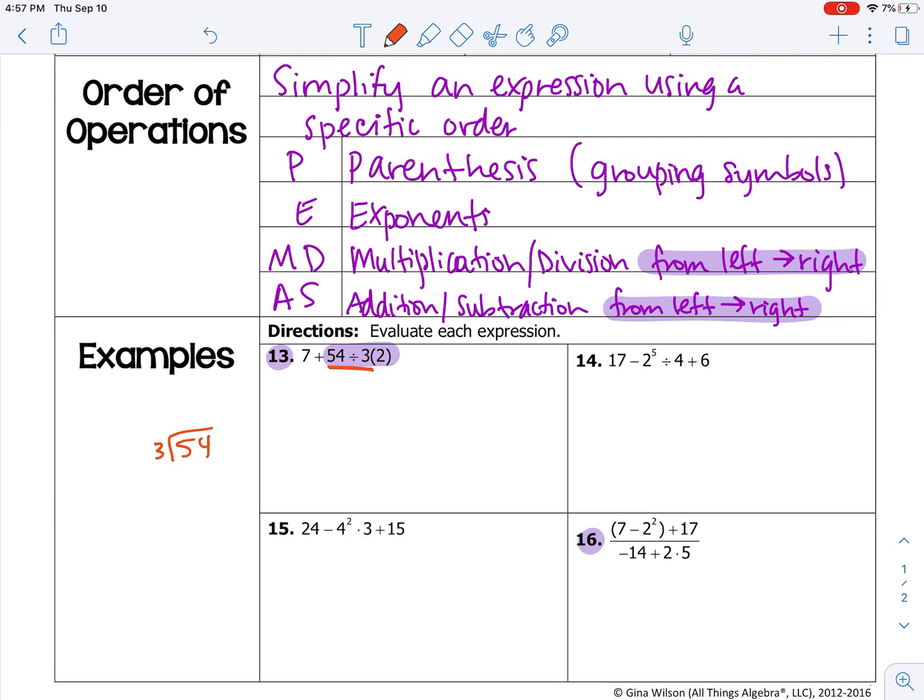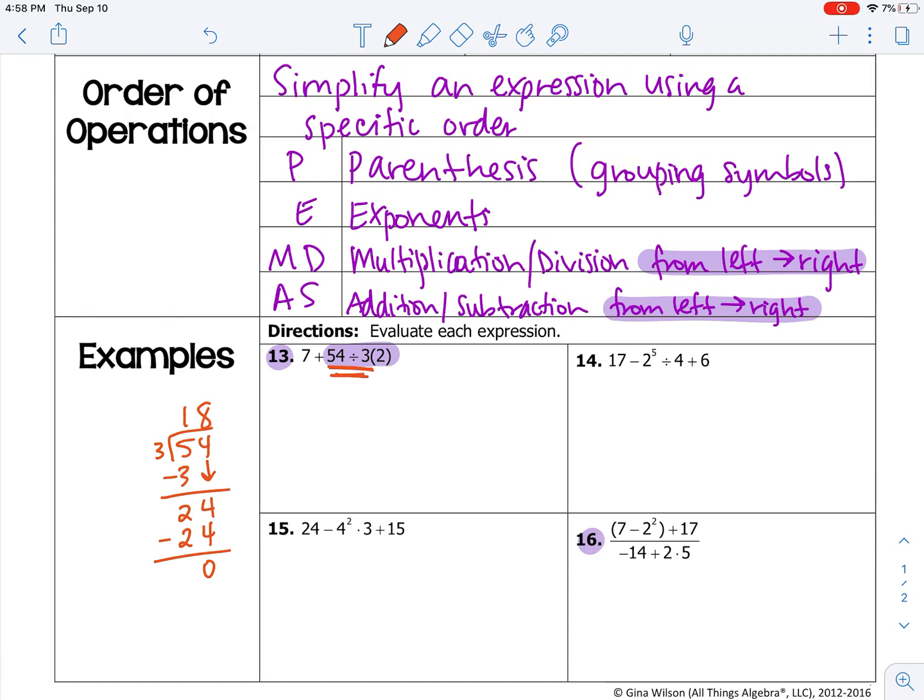Will 3 go into 5? Yes, 3 will go into 5 how many times? 1 time. 1 times 3 is 3. Subtract. 5 minus 3 is 2. Bring down the 4. Now I start over. Will 3 go into 24? Yes. 3 will go into 24 how many times? 8 times. 8 times 3 is 24. When I subtract, I have 0 as my remainder.